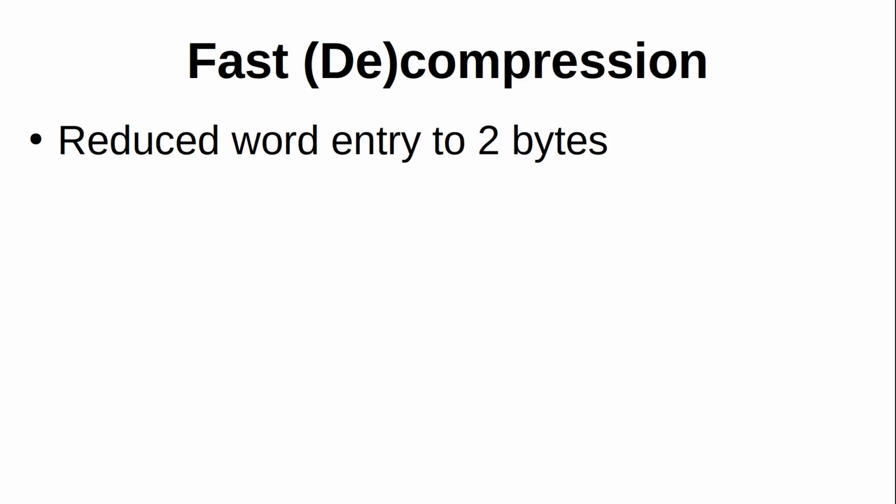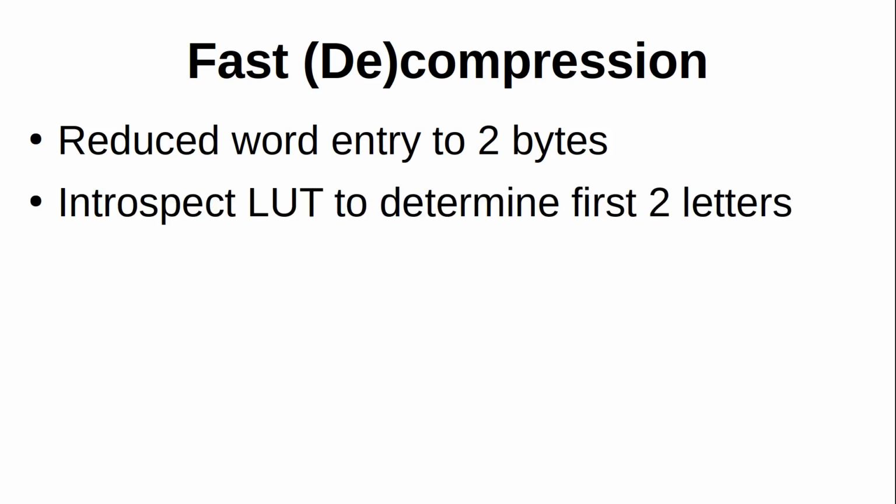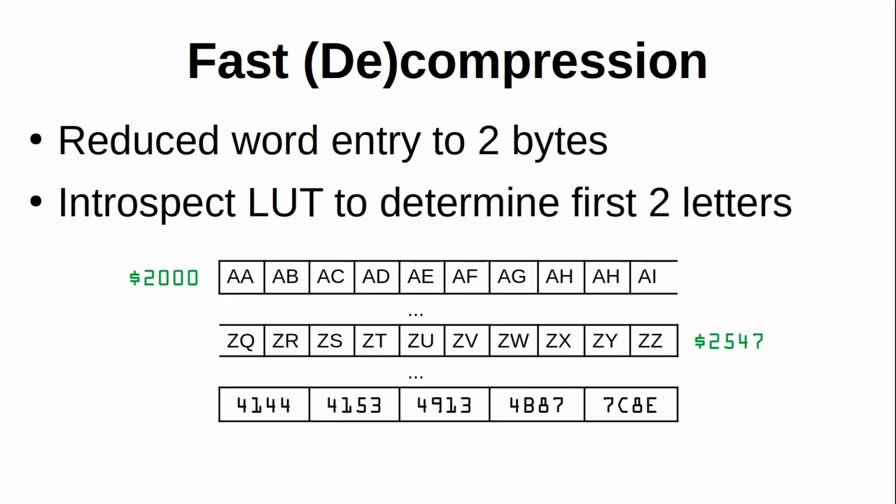Well, to get it down from 5 letters to just 2 bytes, we're going to have to really lean on that lookup table. The lookup table already tells us that starting at this address, we have words that start with these 2 letters. So you don't need to store those 2 letters for each of those words. With more code, you can introspect that lookup table and say, okay, you're within this range in the word list, so we know it's going to start with these 2 letters.